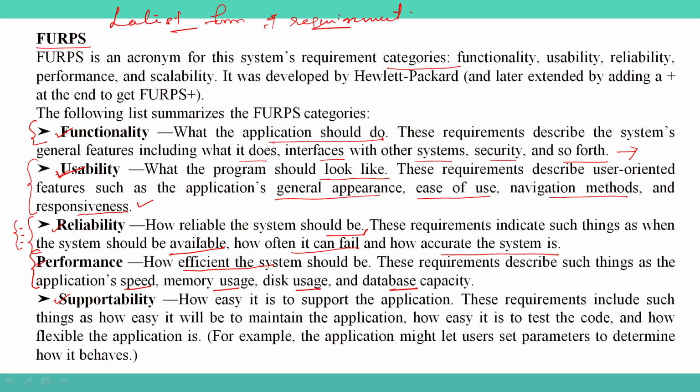Then supportability: how the system should be supported, how easy it is to support the application, how easy it will be to maintain the application, how easy it is to test the code, how flexible the application is, etc. So we are collecting requirements based on these 5 major categories.